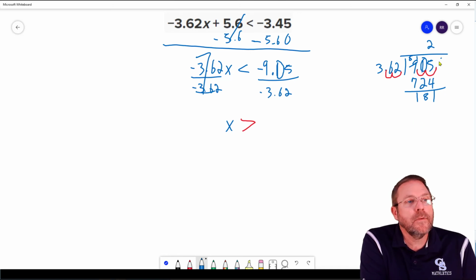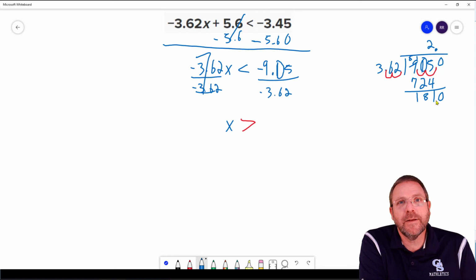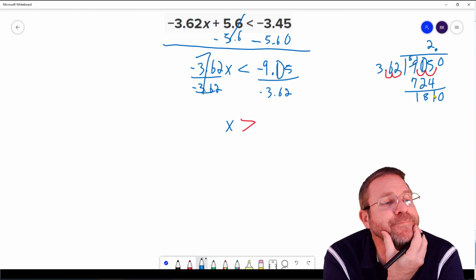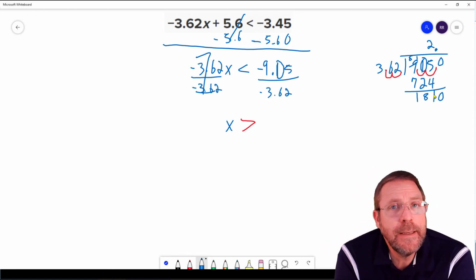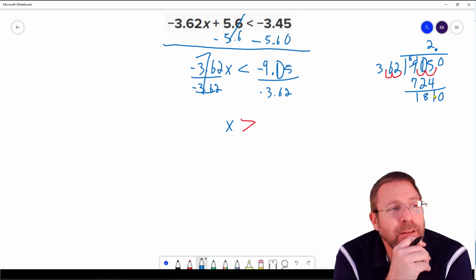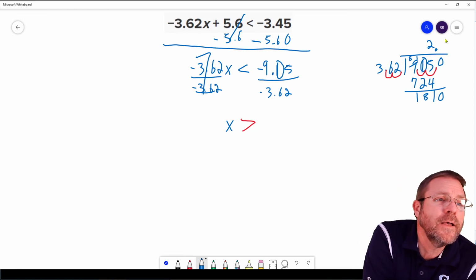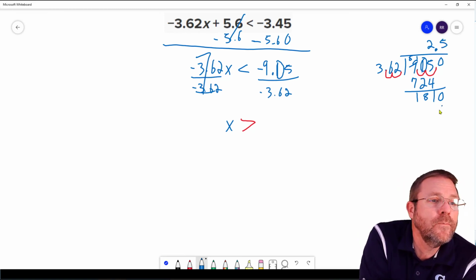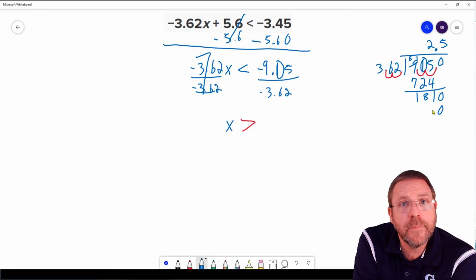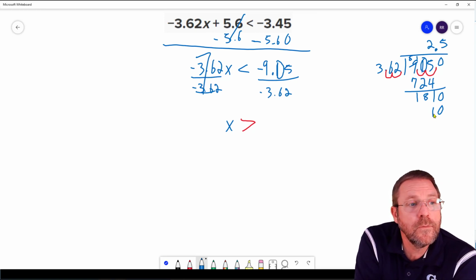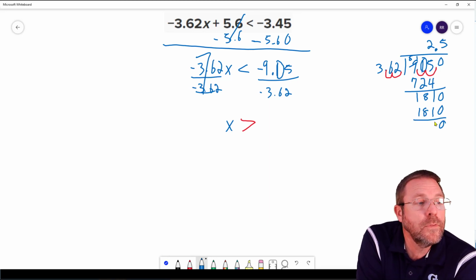I'm going to annex a 0 and bring it down. Of course, the decimal went up there. And then I'm going to say, well, how many times does 362 go into 1810? That's pretty tough. If I did 3 into 18, that would be 6 times. But I don't think it's going to be 6 because 362 is kind of closer to 400. So let's try 5 instead. 5 times 2 is 10. 5 times 6 is 30, plus 1 is 31. 5 times 3 is 15, plus 3 from the 31 is 18, with nothing left over.